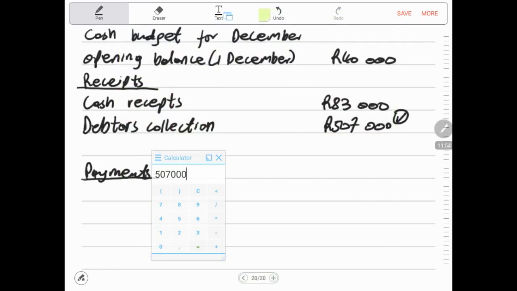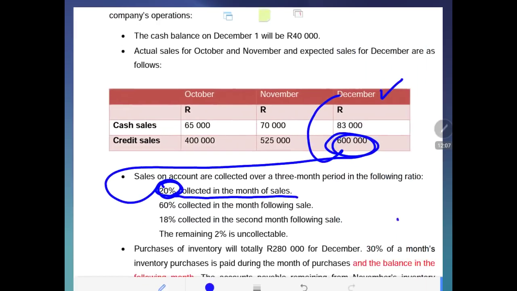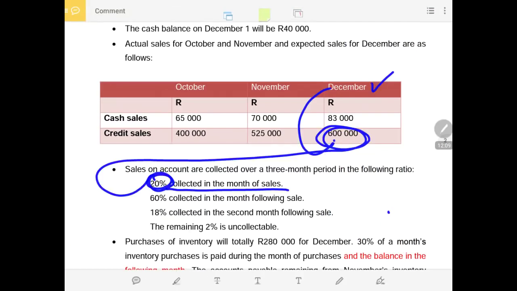So now this will be the December's collection. I am not sure if there will be something else that needs to be recorded. There might be a loan that needs to be borrowed from the bank. I don't know yet. So I can proceed with this question and see what else I have.